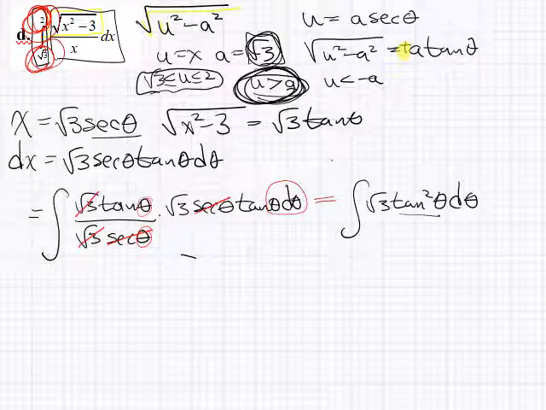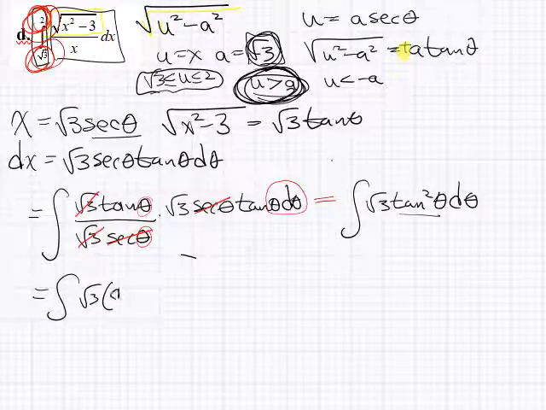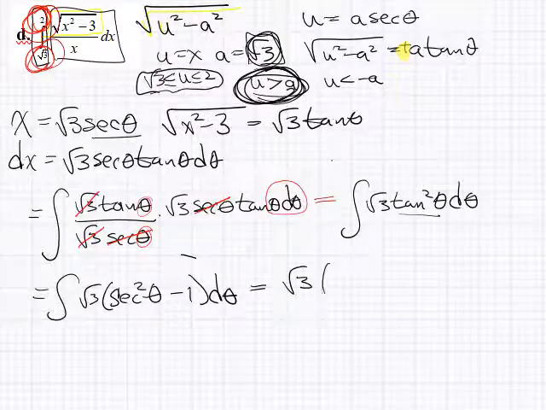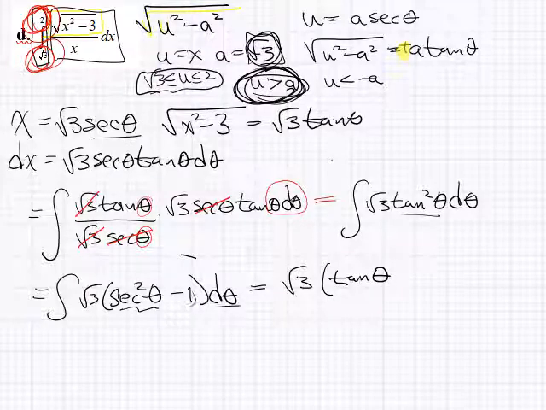So I'm going to rewrite this integral as the integral of the square root of 3 times secant squared theta minus 1, which will then in turn give me square root of 3 times the integral of secant squared is tangent of theta, and the integral of 1 with respect to theta is theta. Okay? Now, we have a decision to make.